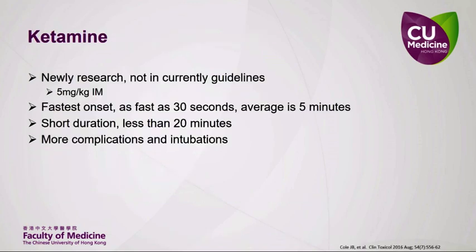Ketamine has also recently been researched for use in delirium or acute agitation. It's not currently in any guidelines. The doses used in all these studies is about 5 milligrams per kilogram, usually always given IM, often even before they get to the emergency department, in the ambulance. It does have the fastest onset of the agents available, roughly averaging about 5 minutes before it starts working. And it also has a short duration of less than 20 minutes, so you can do your psychiatric evaluation quicker, because benzodiazepines can easily work for 9 or more hours.